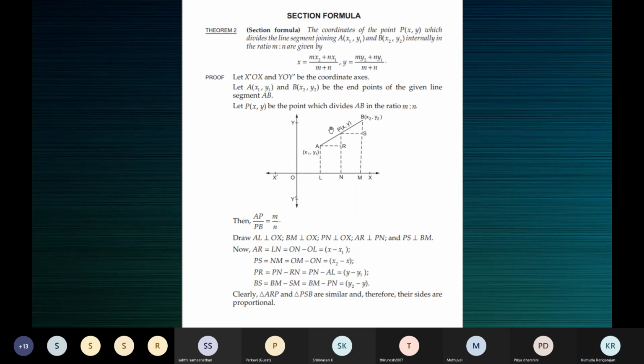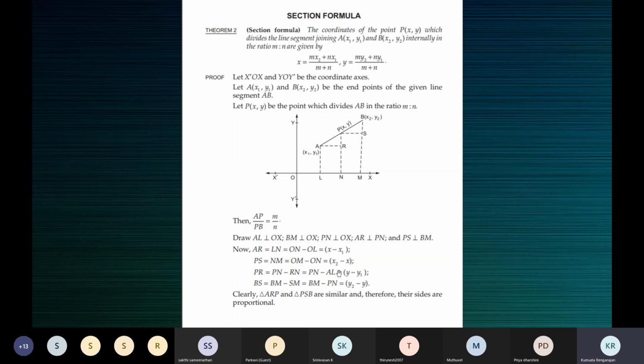First you need to take the points A, B and join A, B, then this point P (x, y). Then you drop these three perpendiculars, and then these two perpendiculars. Like this, we get two triangles. These two triangles are similar. If they are similar, then that proportion holds: AR by PS is equal to RP by SB is equal to AP by PB. Now we are going to use this proportion to derive the section formula. To substitute the values for the line segments in the proportion, we did the pre-work here.